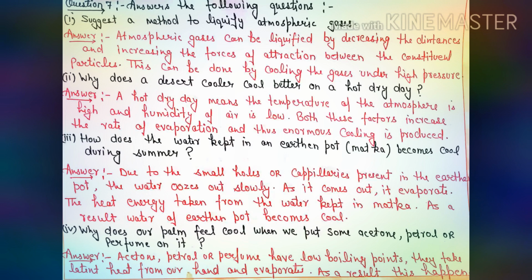Number second, why does a desert cooler cool better on a hot dry day? Because a hot dry day means the temperature of the atmosphere is high and the humidity of the air is low. Both these factors increase the rate of evaporation and thus enormous cooling is produced. Number third, how does the water kept in an earthen pot, a matka, become cool during summer? Due to the small holes or capillaries present in the earthen pot, the water oozes out slowly. As it comes out, it evaporates. The heat energy is taken from the water kept in the matka, and as a result, the water of the earthen pot becomes cool.